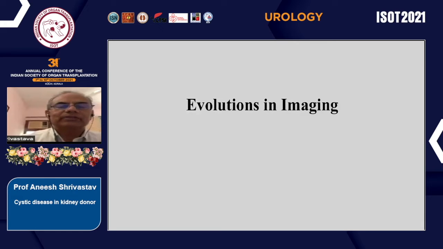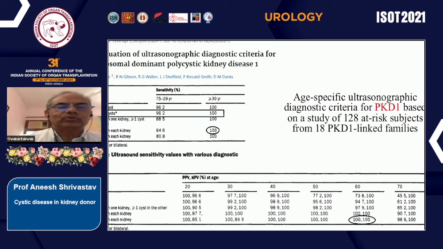Now, the second part is evolutions in imaging. Now, we all know that this was our historical classification. The individuals all enrolled in the study by Ravine way back in 1990 and then published in Lancet in 94 had diagnostic criteria of PKD1, and then this classification was given.